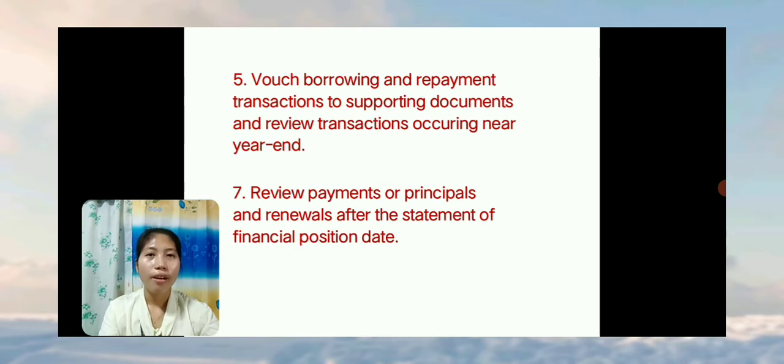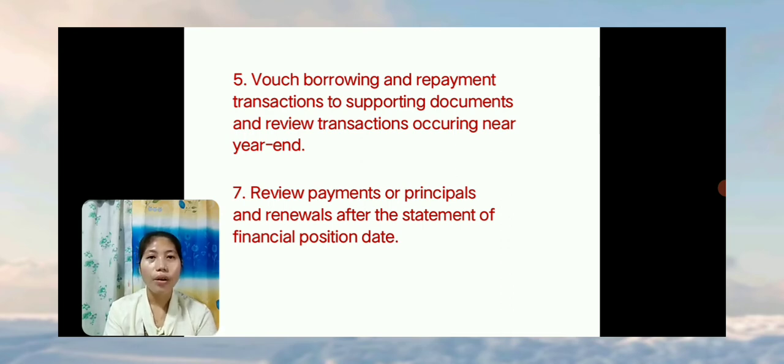Number 5. Vouch borrowing and repayment transactions to supporting documents and review transactions occurring near year-end. Proceeds from borrowing should be traced to remittance advices, bank deposit slips, and to the bank statement by the auditor to obtain evidence of the validity of the transactions. Likewise, checks used to pay the principal and interest should be examined.